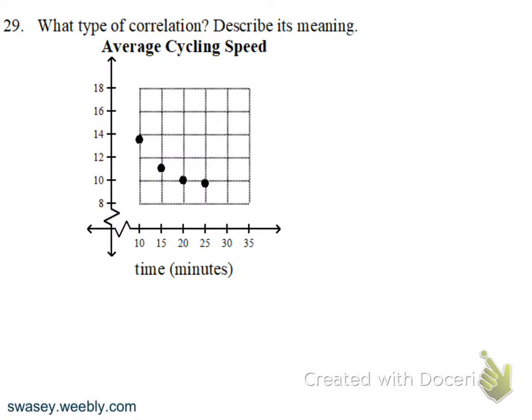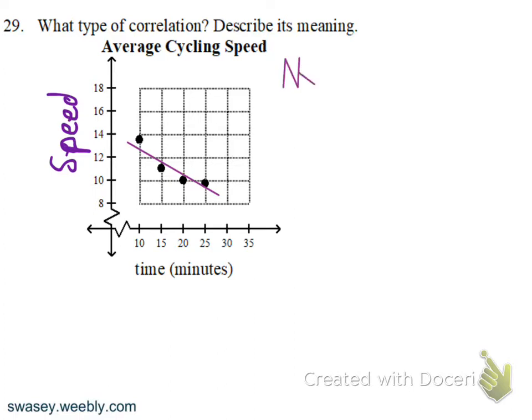All right. Here we've got average cycling speed and the time in minutes. What you'll notice is as you go left to right, the speed decreases. So this has a negative correlation. If we did a line of fit, it would be somewhere in here, about the same number of points above and below. So this line of fit has a negative slope, so this data has a negative correlation.